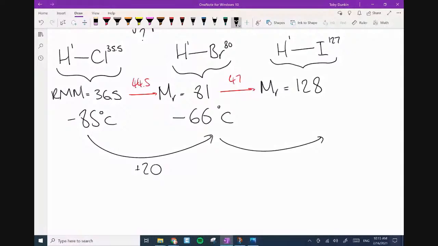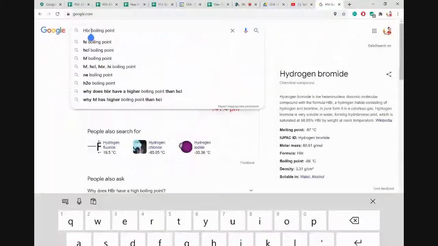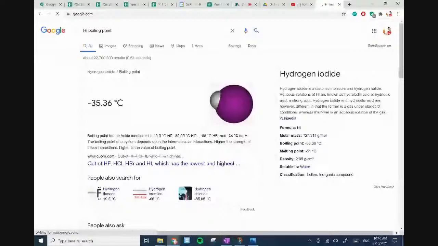Love it. Let's go for that. Minus 45. Which one do you want, Jack? Let's go for 45. Check it out. Minus 35. There you go. Not bad at all. How cool is that?